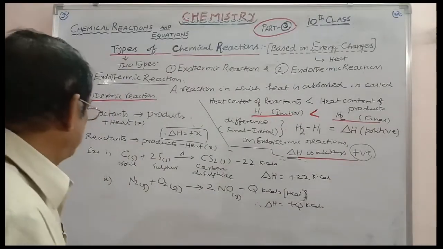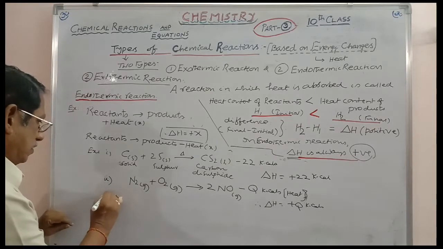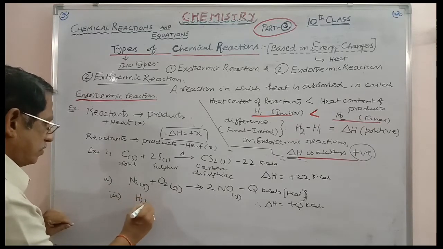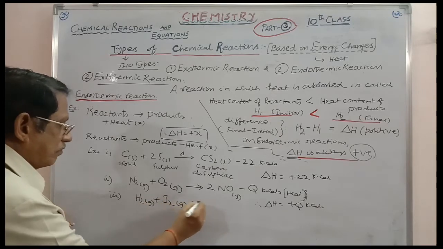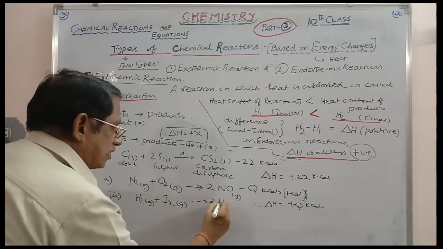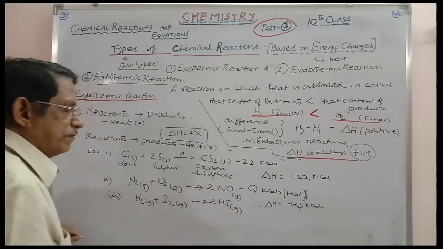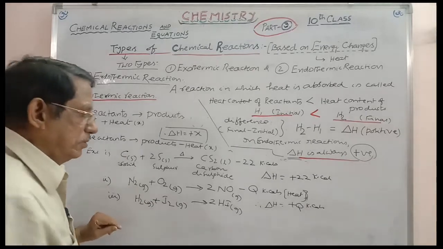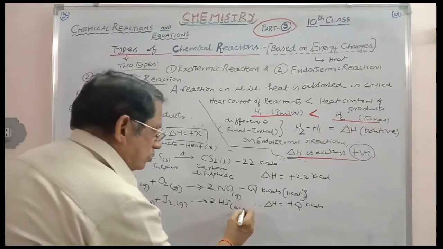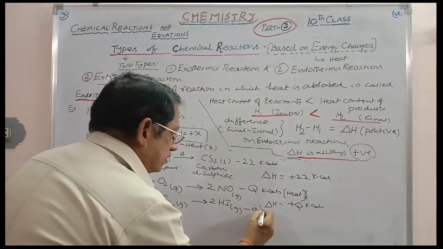One more simple example even you can take, like H2 gas plus I2 gas will be converted into 2HI gas. Here also slight amount of heat is absorbed, 1.6 almost. So this is minus Q1 kilocalories.